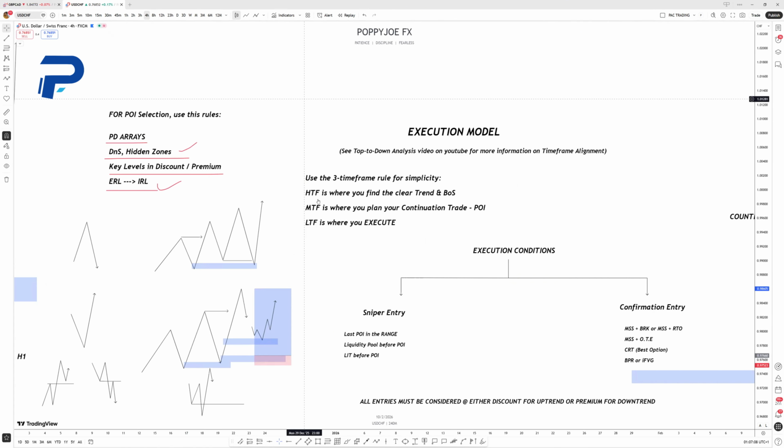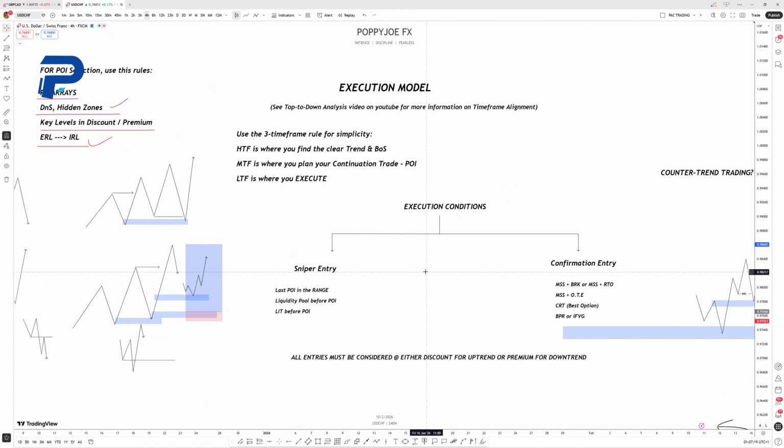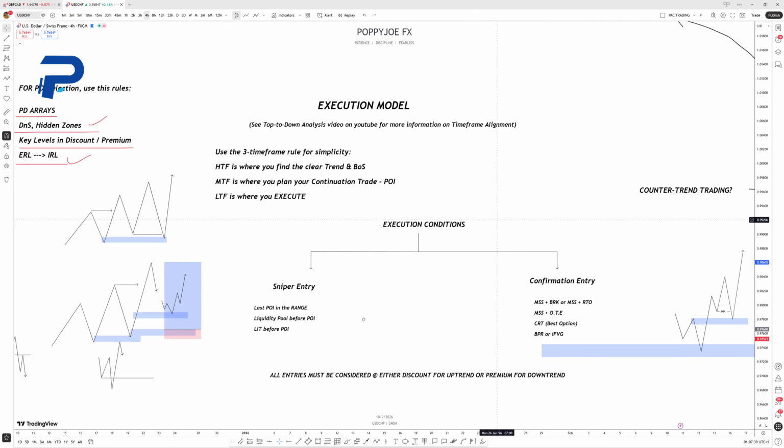Now, also, when it comes to execution, we have two possible entries or models for execution. You either execute with sniper entry or you execute with confirmation entry. Now, because of the way this particular model was discovered and the laws surrounding it, once you find a BOS, don't think too much, just find continuation, right?